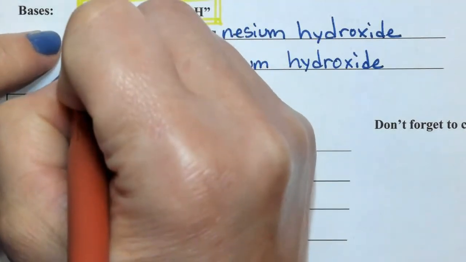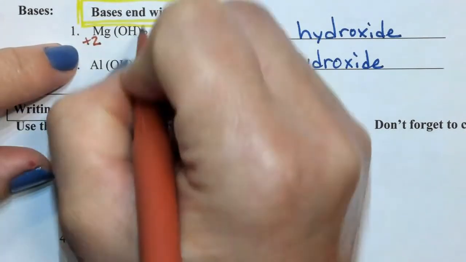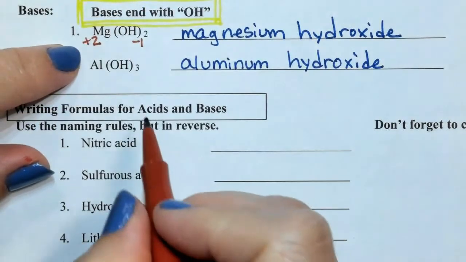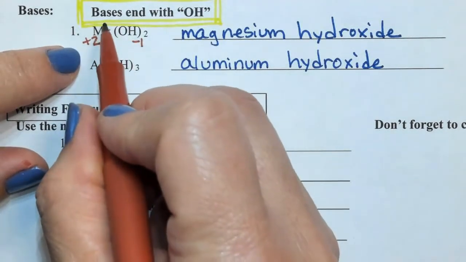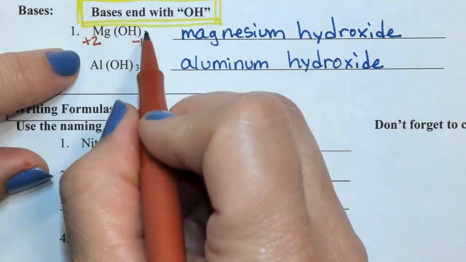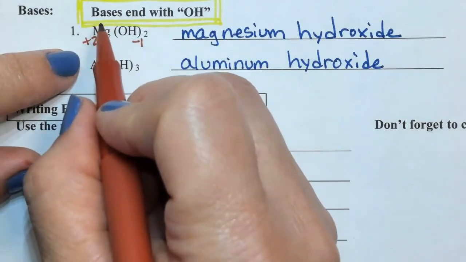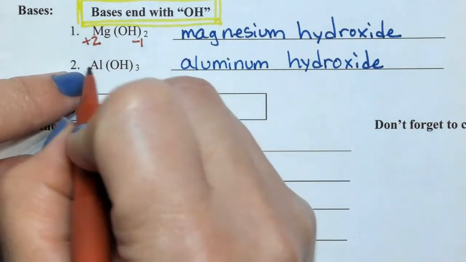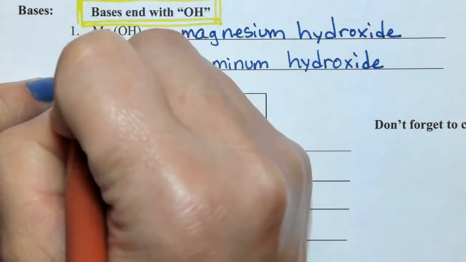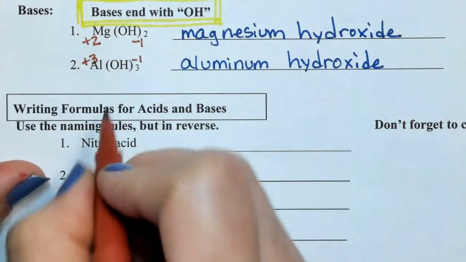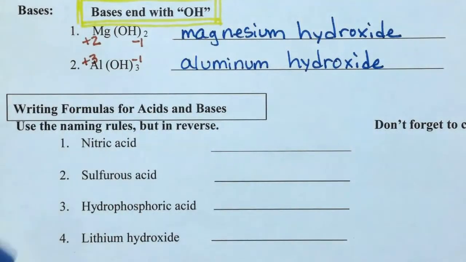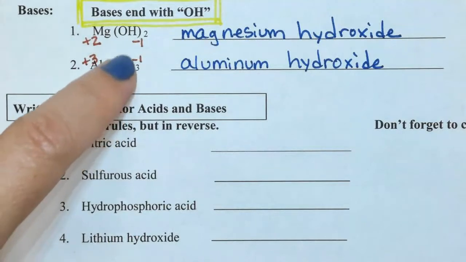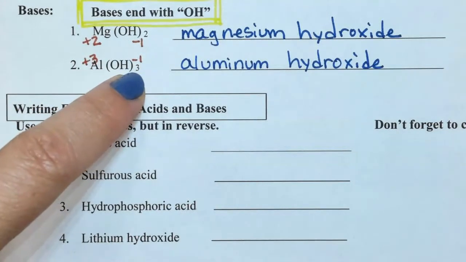I do want you to notice the reason why there's a little 2 subscript here is because magnesium on the periodic table is a +2 charge. Hydroxide has a -1 charge. So we have to balance charges. Because that's a +2, we need 2 hydroxides, and I need just 1 magnesium. Here, aluminum is a +3, hydroxide is a -1. So if we crisscross, we need 1 aluminum, 3 hydroxides. The reason the formula is the way it is is to balance the charges.